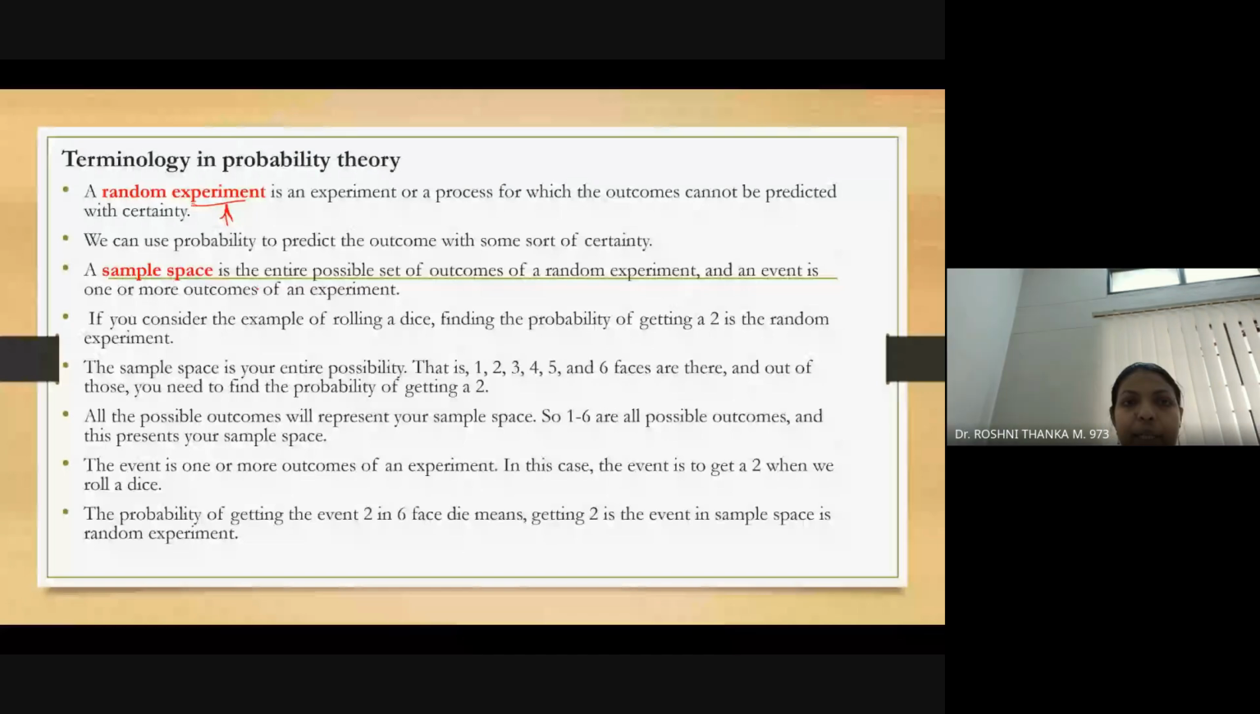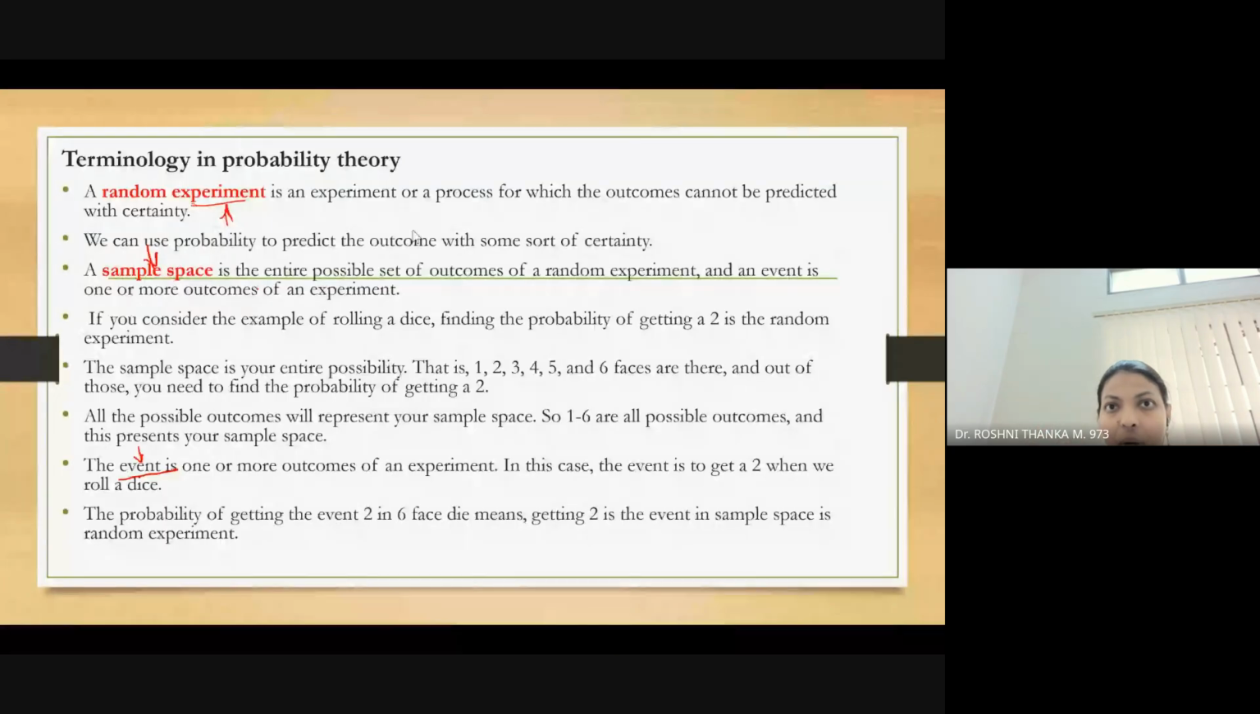What is a random experiment? It is an experiment or any process in which we get an outcome that cannot be predicted with certainty. For example, when I throw a dice, I will not be certain that this time I will get only 5. I cannot be certain about my outcome. So that is called a random experiment. I'm rolling a dice. Can I certainly say that when I roll this time I'll get only 6? I cannot predict with certainty, right? That is what is called a random experiment.